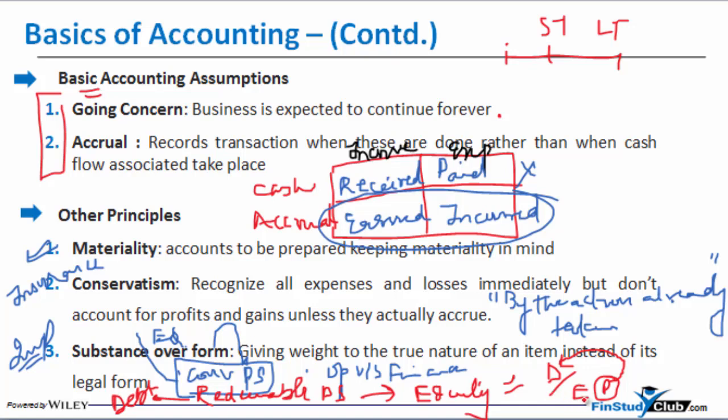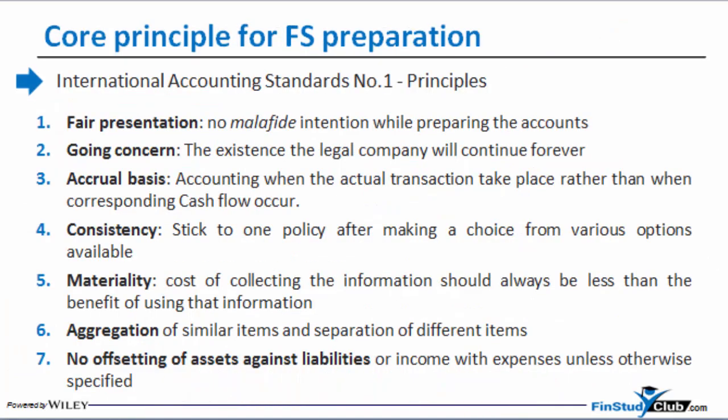so classify him in the denominator. But I'm going to, as an accountant, tell him that, boss, I have a problem of substance over form. I'm going to look at your basic substance rather than looking at the legal form that you are in. So that's how you calculate your substance over form, some of the very, very important aspect from an exam standpoint. Another, some of the core principles for financial statement preparation, some of them we have already done, is fair representation, the going concern, accrual basis, consistency, materiality, aggregation, no offsetting of asset against liability.